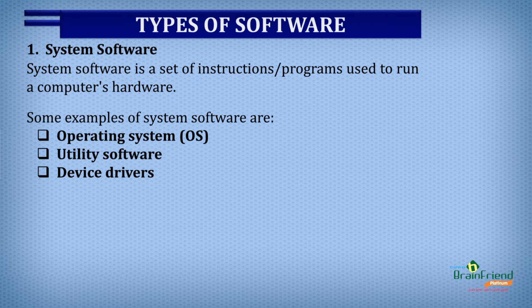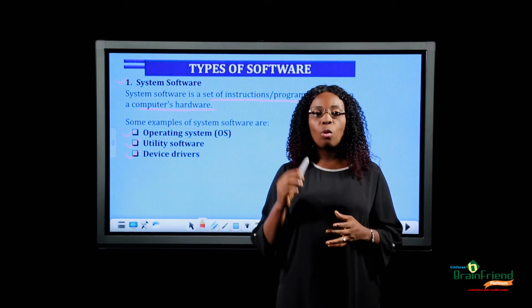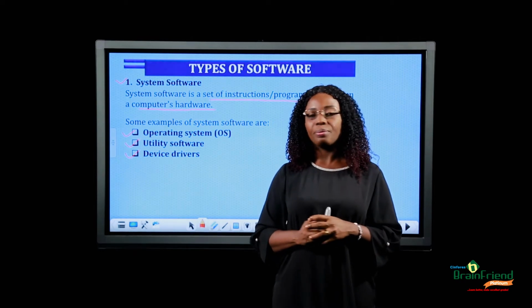Let's begin with the system software. What is a system software? A system software is a set of instructions or programs that is used to run the computer hardware. There are different examples of system software. Some examples are the operating system, utility software, and device drivers. Now, let's look at each of these system software and what they do for the computer system.